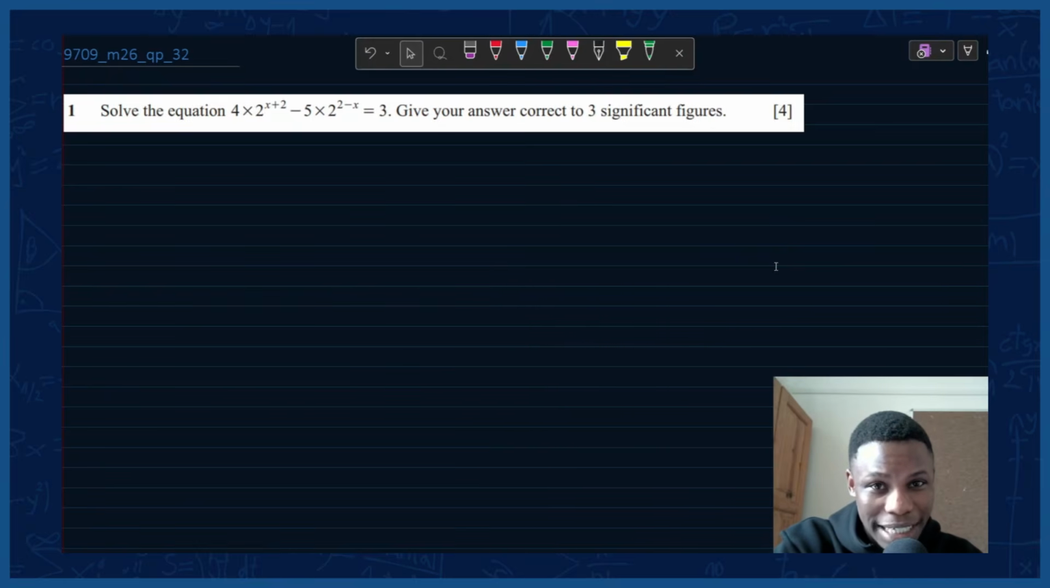Whoever wrote this paper, I don't know what you guys did to Cambridge because this paper is absolutely outrageous. I mean, the questions in here, it's borderline abuse at this point. Some of the questions, they're just not right for A level. But regardless, we'll get through the paper.